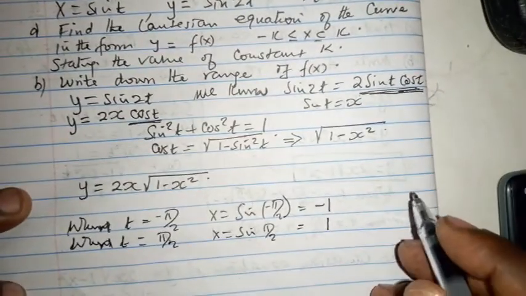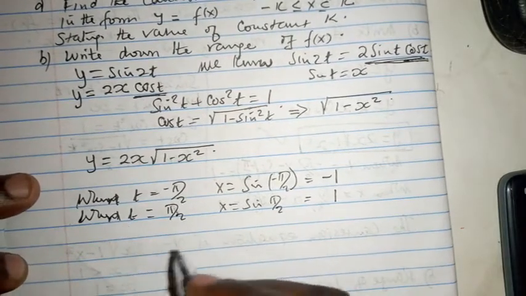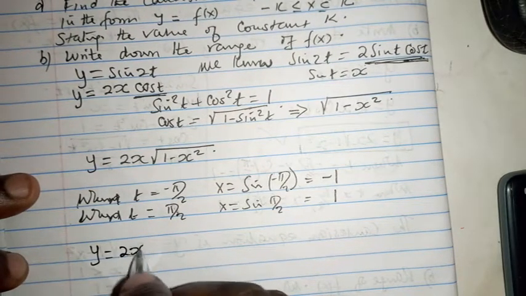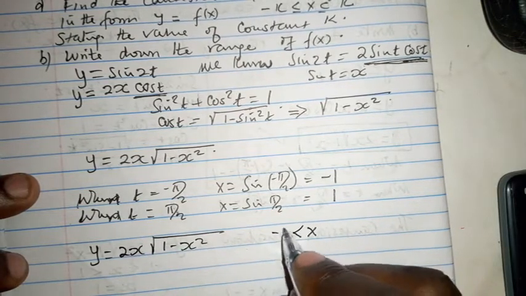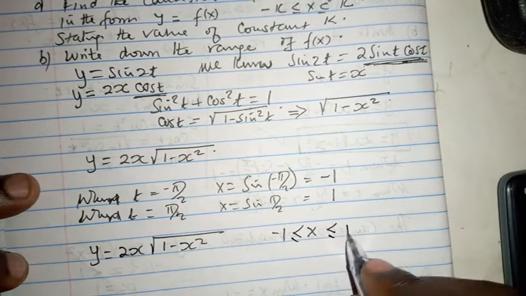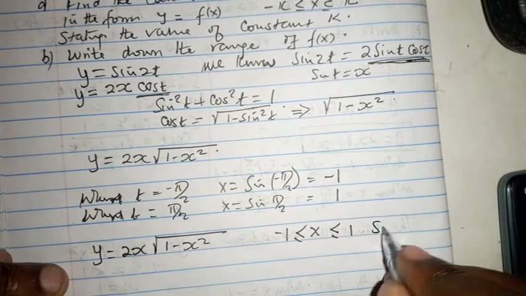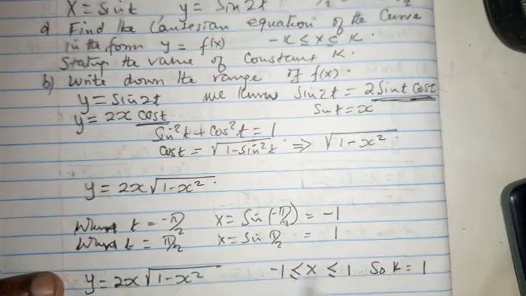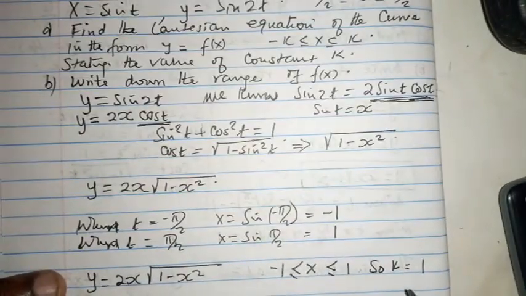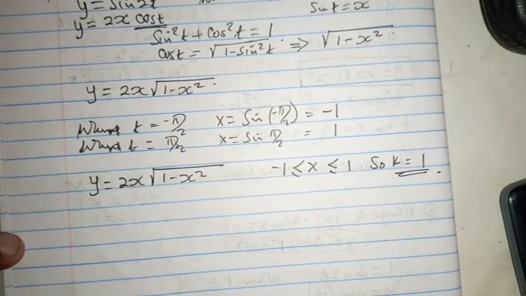So if we now rearrange our equation in terms of x and the range of x, we're going to say y is equal to 2x times the root of 1 minus x squared, where x ranges from negative 1 all the way to positive 1, both limits inclusive. So our value of k is just 1, because we are comparing this with this. Our k is simply 1. And that is part A of the question.